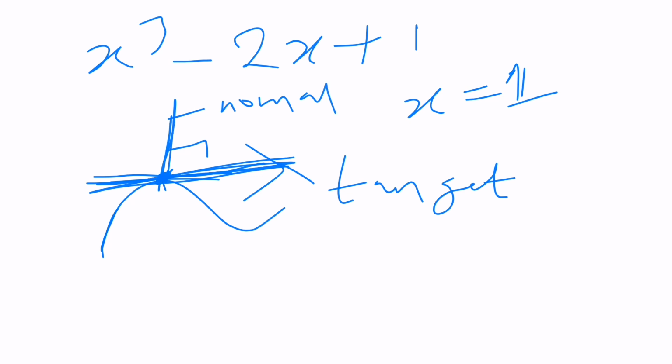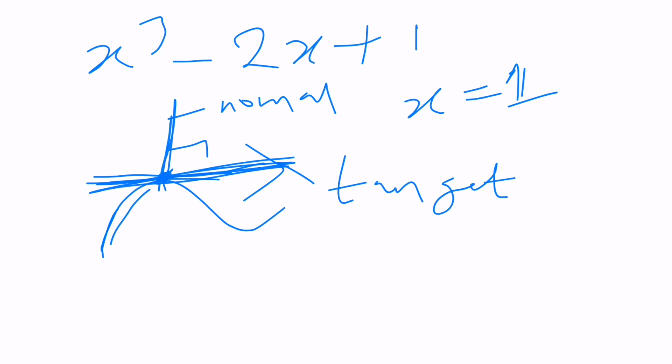They will ask you questions. This is the normal to the curve, the tangent to the curve. Find the equation of the line. So what should you do? If the curve they have given you is x cubed minus 2x plus 1, find the equation at the point x is equal to 1. What should you do?